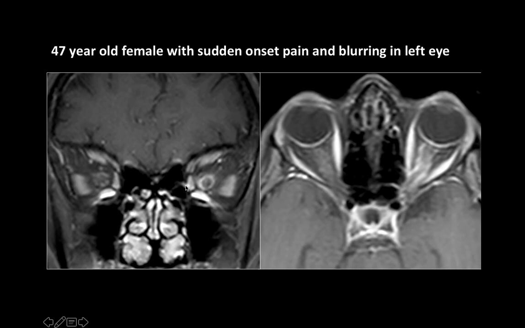This is another case which shows similarly a peripherally enhancing area in the left optic nerve. So this is actually more of the enhancement of the optic nerve sheath. So this is called perineuritis. This is an inflammatory process.